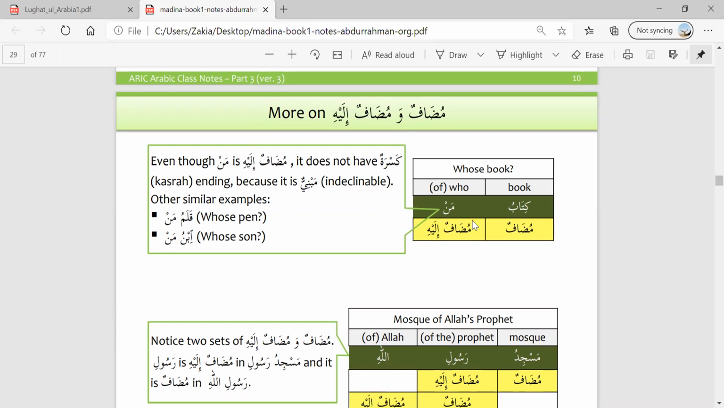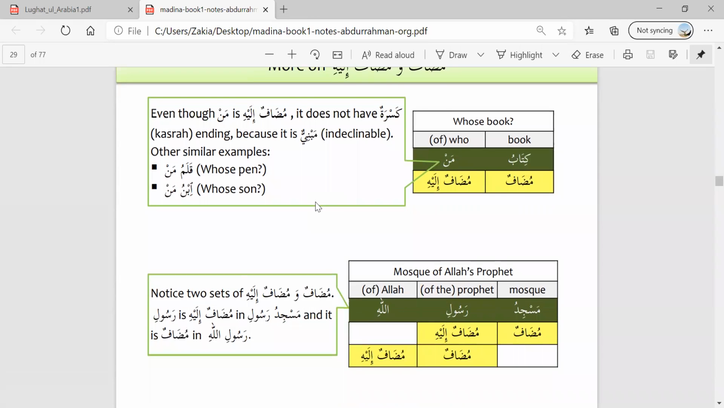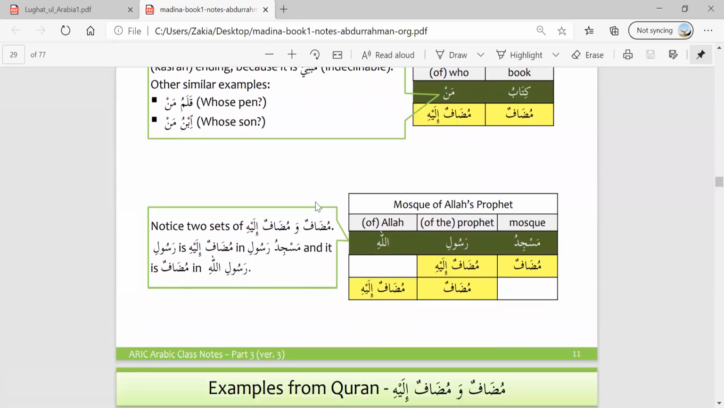Okay, so man is whose book. Whose book is this? Okay, it is mudaf, but we don't put it in the kasra ending. Because why? It's indeclinable. It's mabniyun. Mabniyun means it's fixed. When something is fixed, you cannot change it. Other examples are qalamu man, whose pen, ibnu man, whose son. Okay, so man means who, and we've seen that before in one of the lessons, and that is mudaf ilay, but it is not something that takes a kasra, even though it's mudaf ilay.